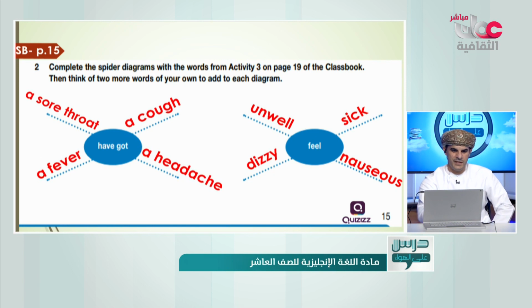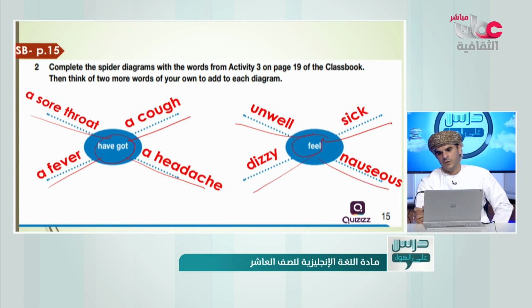Okay, so what do you say here? I have got a sore throat. I have got a fever. I have got a cough. And I have got a headache. Okay, I feel sick. I feel unwell, or I feel dizzy, or I feel nauseous. I told you to add words from your side. You can add from your imagination, from your vocab. You can add as many words as you want.